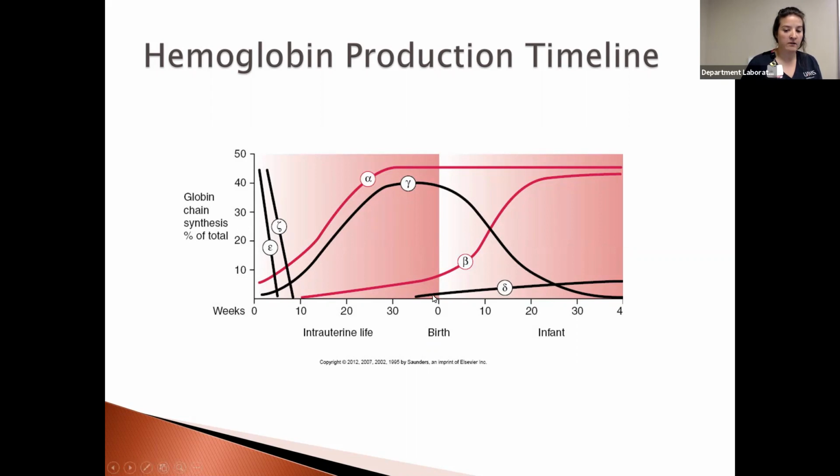And then you also have delta that's going to start being produced right before birth. And alpha can combine with delta to form another one of our normal adult hemoglobins. It's hemoglobin A2, okay? So these are the most common types of hemoglobins that we'll study, okay? Just remember, you'll have 2 alpha chains and then 2 non-alpha chains, whether that be gamma, delta, or beta. Okay?